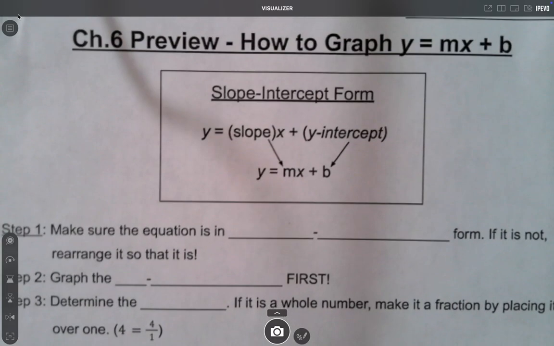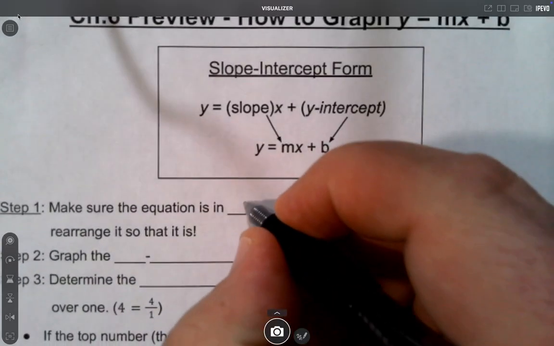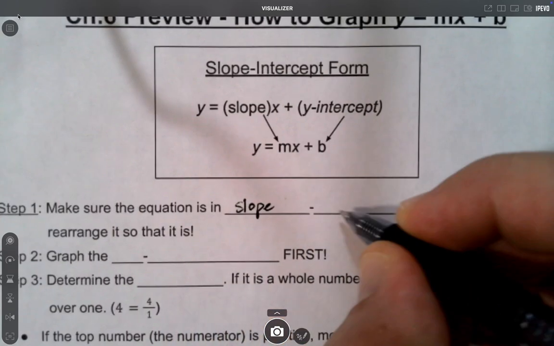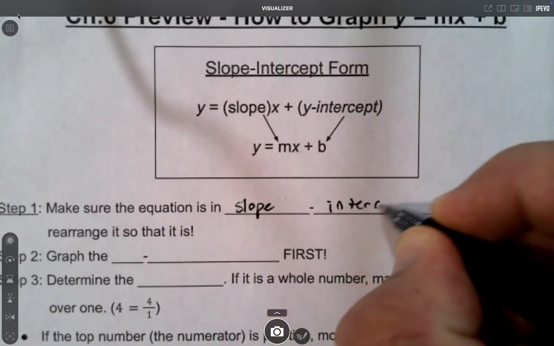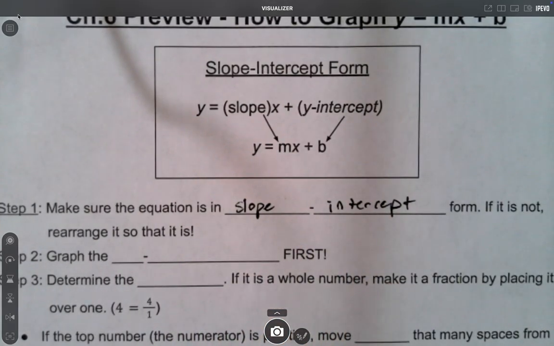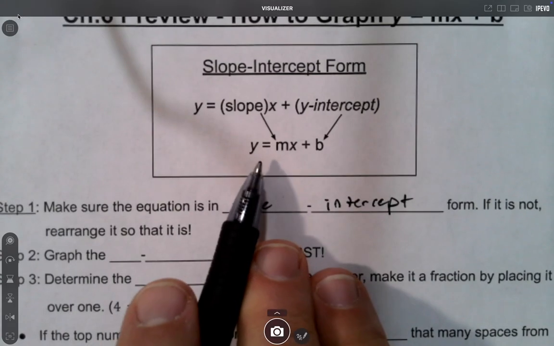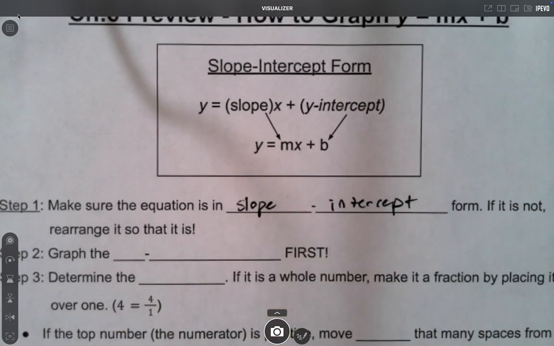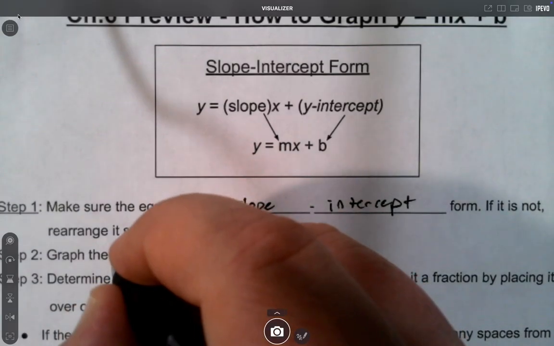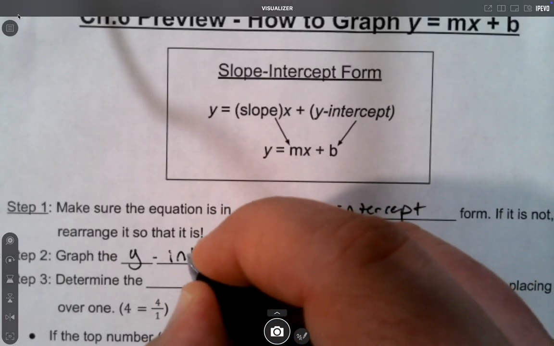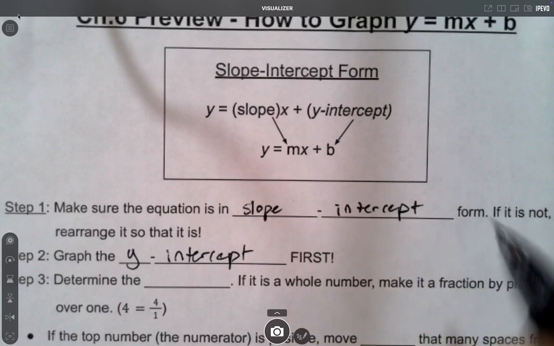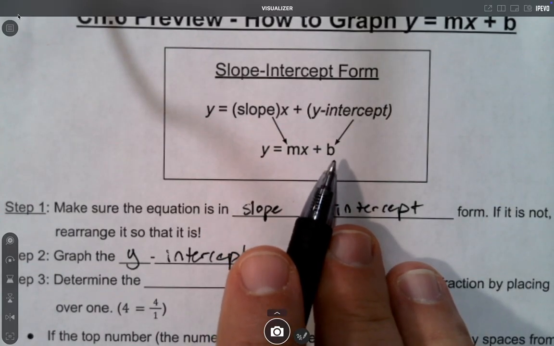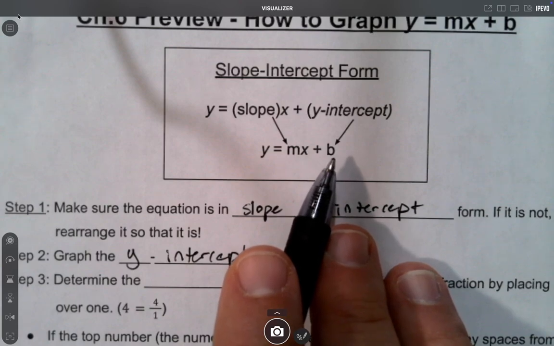Step one is to make sure the equation is in slope-intercept form. And if it isn't, rearrange it so that it is. Once you have it in slope-intercept form, that's y equals mx plus b, you need to graph the y-intercept first. So the y-intercept is the number that's by itself, the constant. It's the number that has no variable with it. And that tells you a point on the graph. It tells you the place where the graph crosses the y-axis.